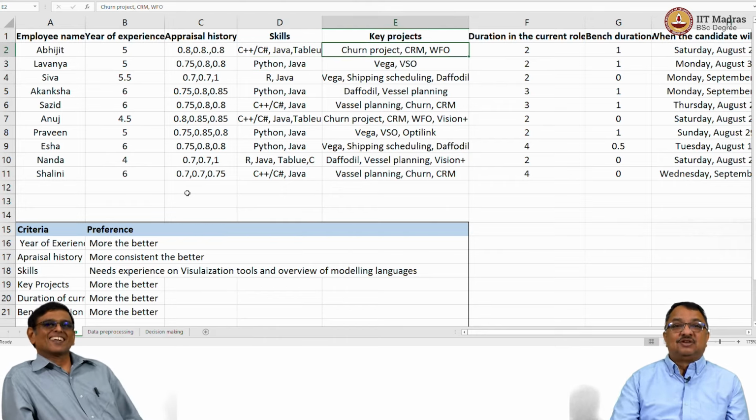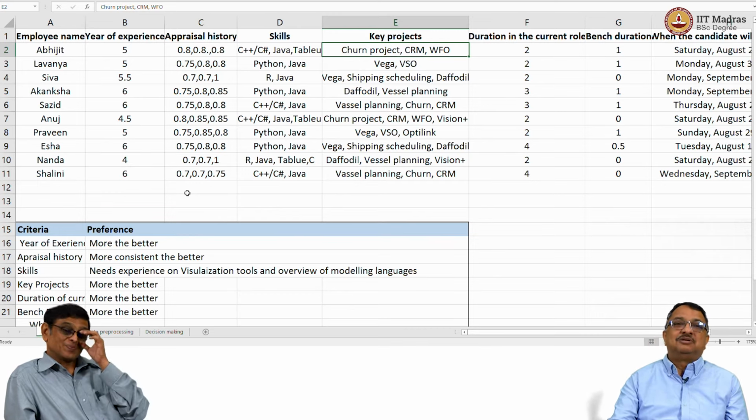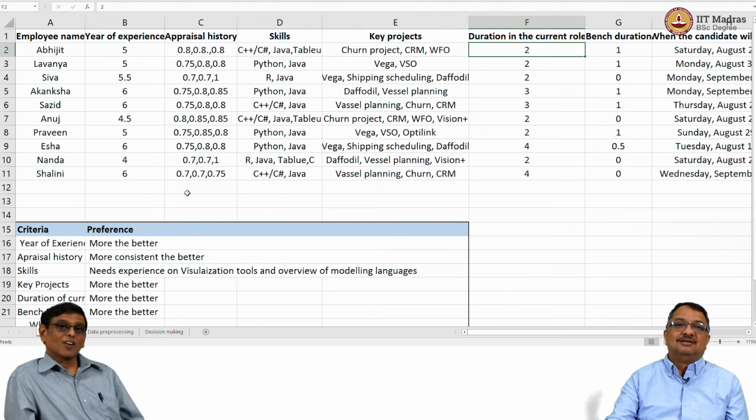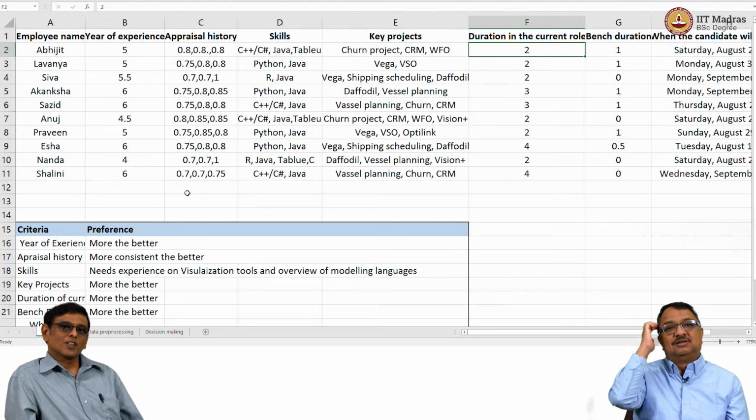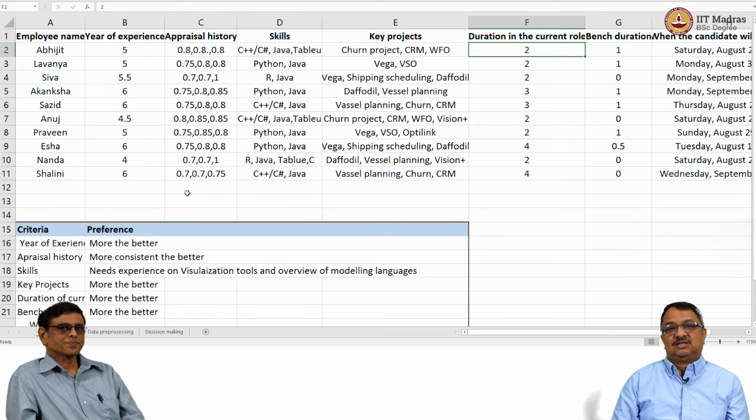After that, they've given us a list of key projects. Again, it's a list of names of key projects separated by commas. Again, count, but some funny way. But all of these are count. So if you count, you get a number. Yes. All right. Duration in the current project they have given us directly in number of years, so just take it as is. It's a number, so it's okay.